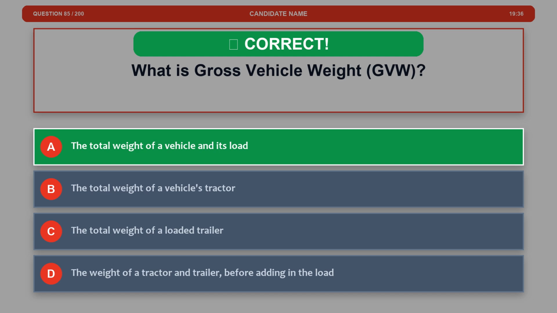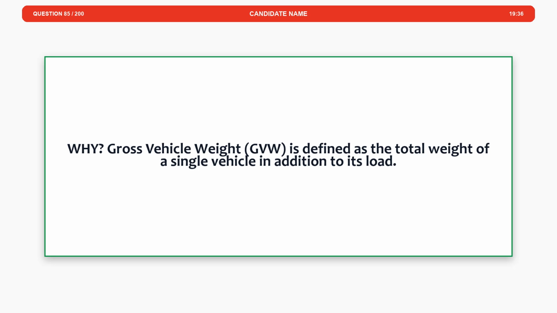The correct answer is option A, the total weight of a vehicle and its load. Explanation: gross vehicle weight, GVW, is defined as the total weight of a single vehicle in addition to its load.